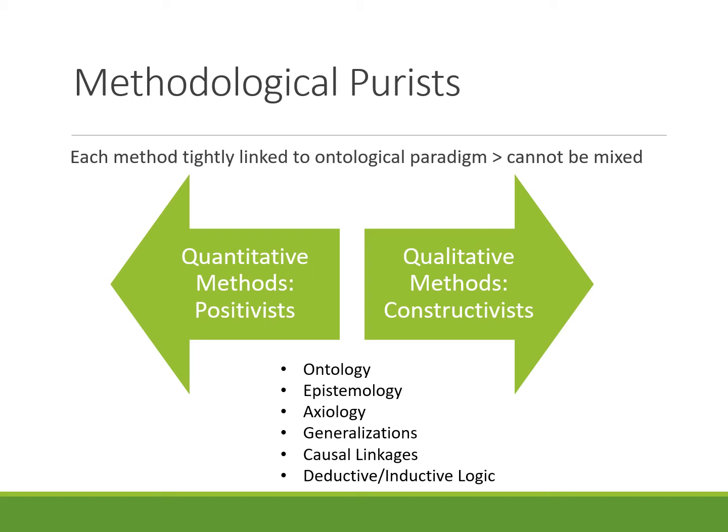to ontology. So how is reality perceived? Epistemology, what can we know about this reality? Axiology, can we say observations, or is a reality value free? Can it be analyzed outside the individual? Can we make kind of generalizations or causal linkages?